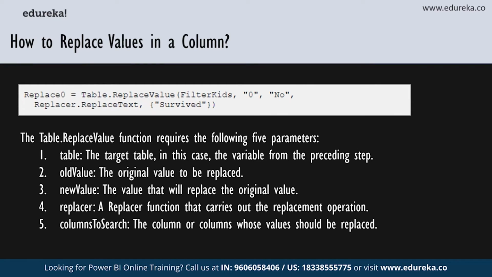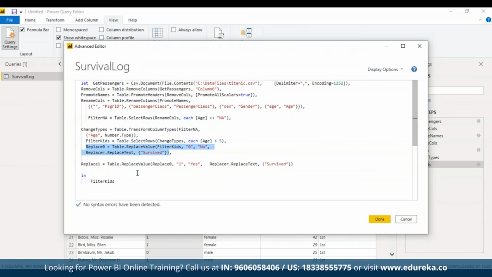Most of the parameters should be self-explanatory except perhaps the replacer parameter. For this, you can choose from several functions that work in conjunction with the replace value function to update the values. In this case, the replace text function is used because text values are being replaced. So first, we are going to replace the 0 values with no. And after you replace the 0 values, you can replace the 1 values with yes using the same construction.